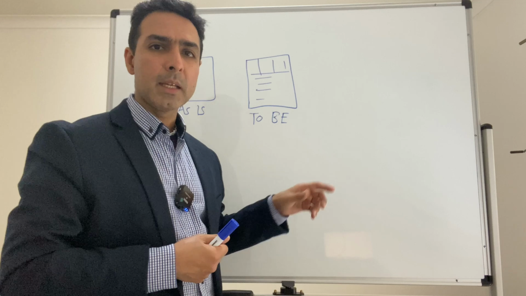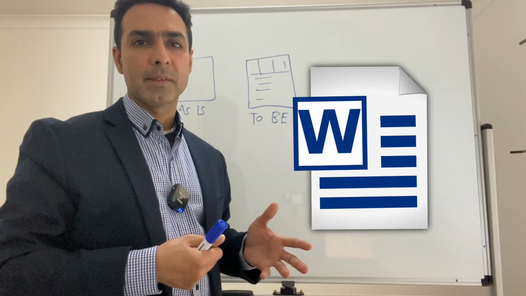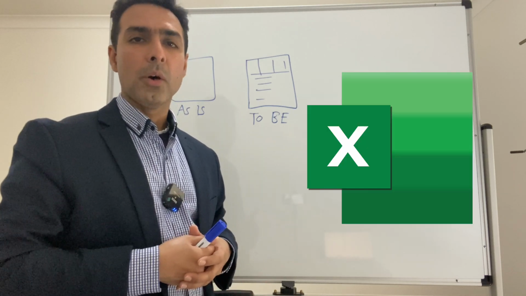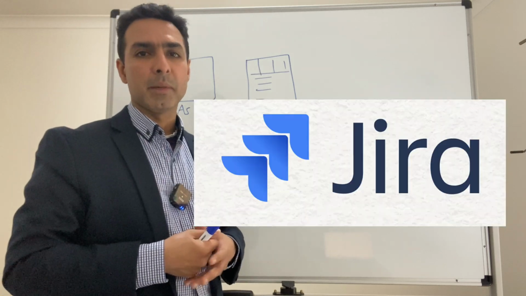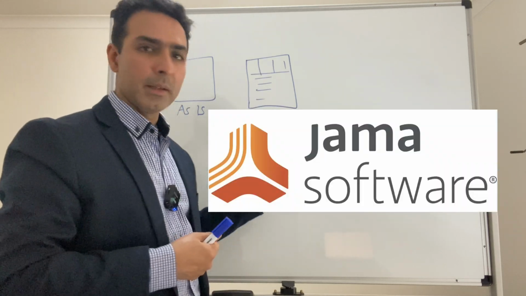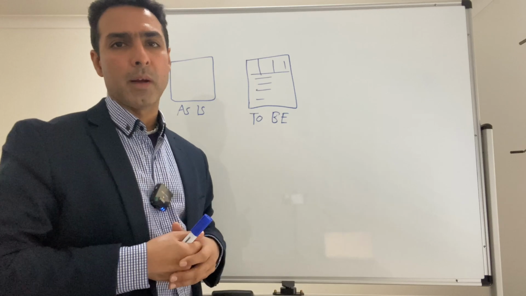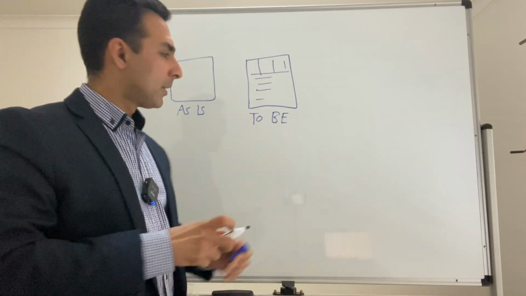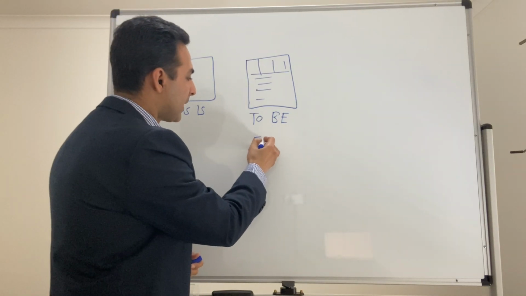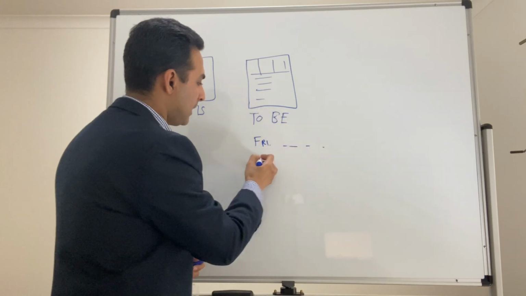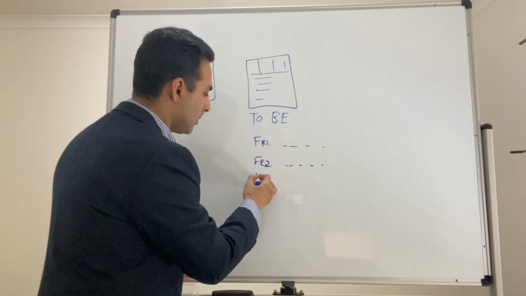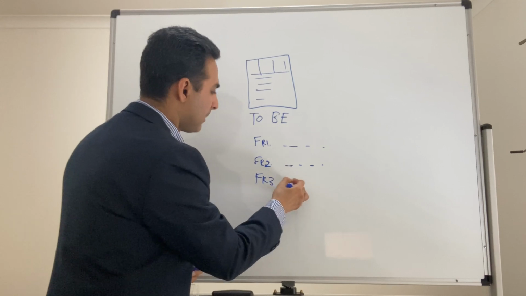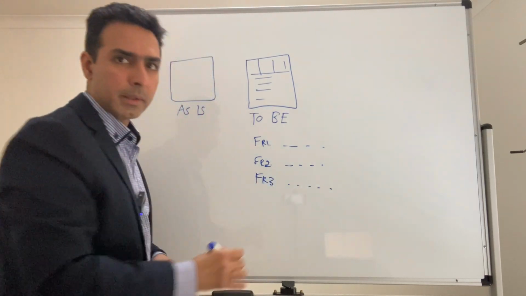You could do that even with simple tools like Word, Excel, and so on and so forth. Or you could use sophisticated software such as Jira or Jama software, which are specifically designed to capture and manage your requirements. So let's say here's a list of many functional requirements that you have captured. There's a functional requirement 1, functional requirement 2, functional requirement 3, and so on.